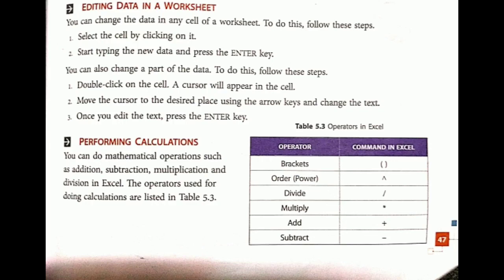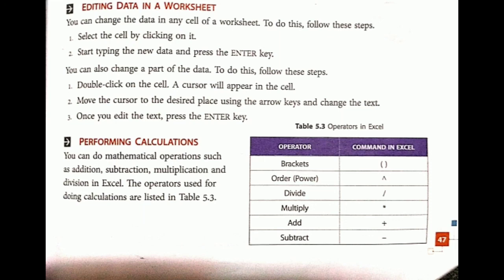Now let us study how to edit data in a worksheet. First step is you have to select the cell by clicking on it, and second step is start typing the new data and press the enter key. So first you select the cell in which the data is to be changed, and second you start typing the new data and press the enter key.